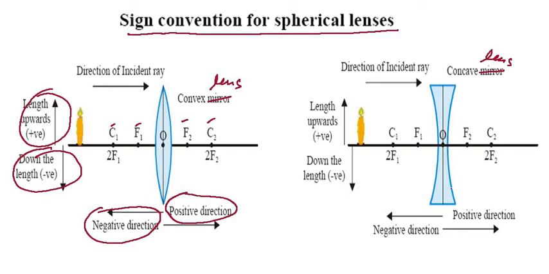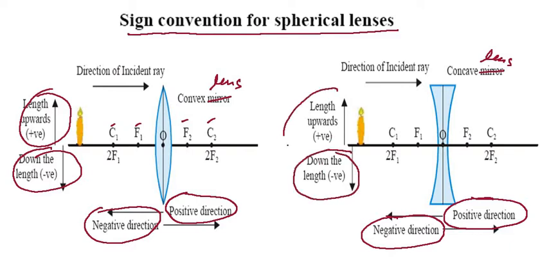Also you can see in the concave lens, the direction in front of the lens is the negative direction, and on the right-hand side, behind the lens, is the positive direction. Downward from the axis it is negative, and upward from the axis is the positive direction. So this is the sign convention for spherical lenses.